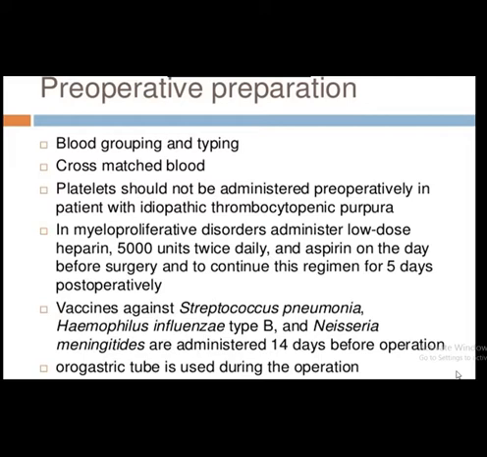Vaccines against Streptococcus pneumoniae, Haemophilus influenzae type B, and Neisseria meningitidis are administered 14 days before operation. An orogastric tube is used during the operation. These vaccines are very important, because after a splenectomy your patient would be vulnerable to streptococcal infections. So for those patients you need to give these vaccinations prior to the surgery.